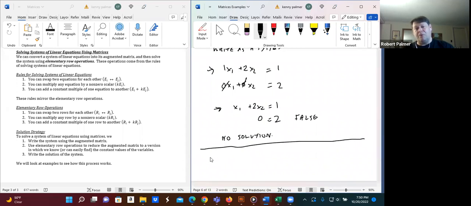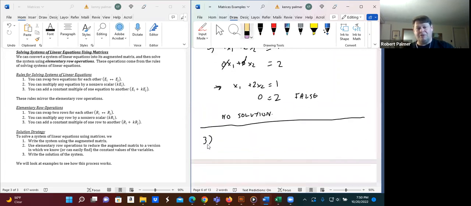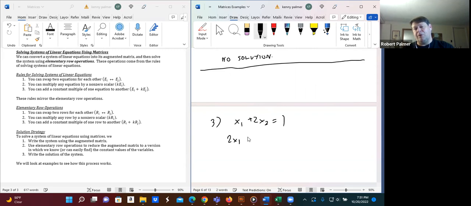Okay, let's do one more, so you can see the other situation, so you may expect what's going to happen here. So let me go down to the next page. Now I'm going to do a similar system. So x1 plus 2x2 is equal to 1, and 2x1 plus 4x2 is equal to 2. So this equation is the same as the first one. This is very similar to the other one.